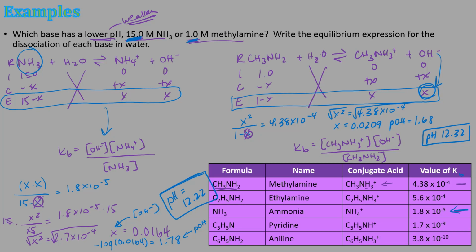So even though this concentration is 15 and this one is 1, so this is 15 times more concentrated, it still has a lower pH. It's still a worse base. All right, it produces less hydroxide because the Kb is so much smaller.